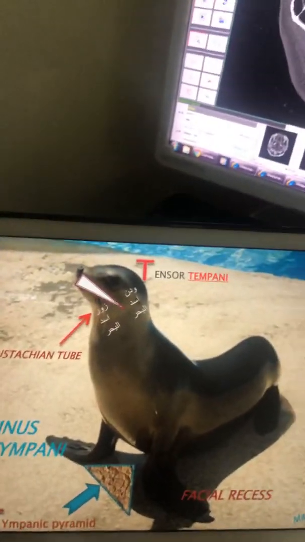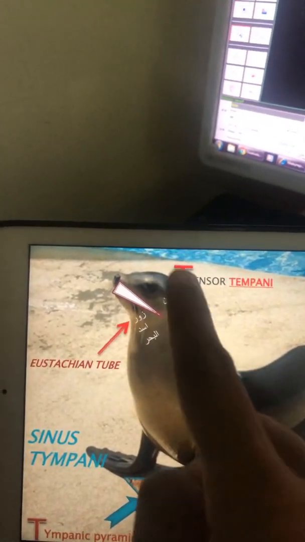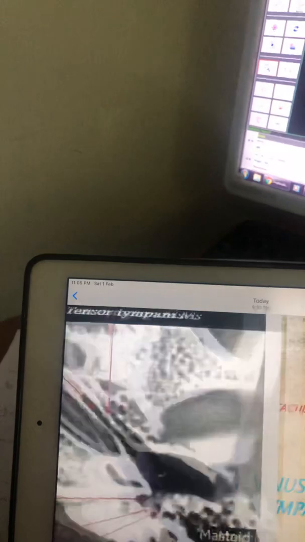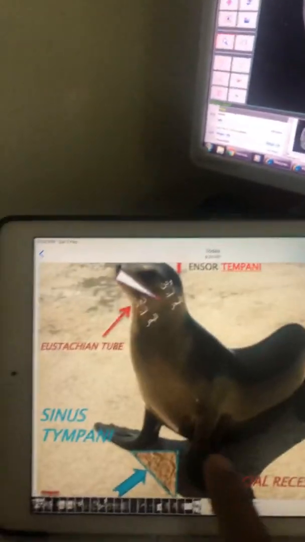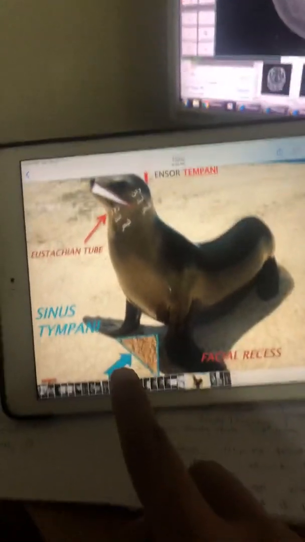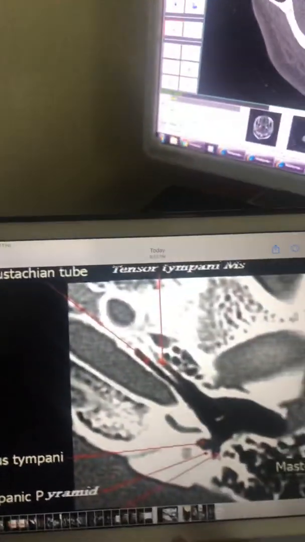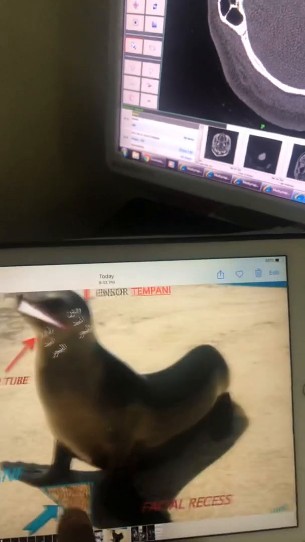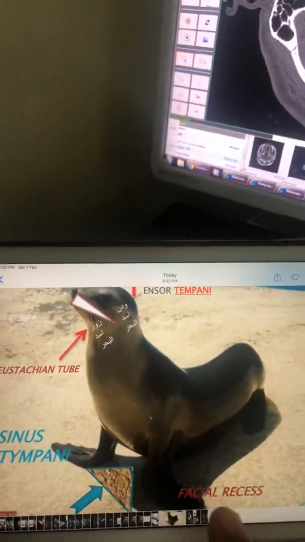So you have the eustachian tube anteriorly, and posteriorly the tensor tympani. Eustachian tube, tensor tympani. Here you have the sinus tympani, and the facial recess, in between the pyramid, called the tympanic pyramid. Then you have the facial recess, all those things.